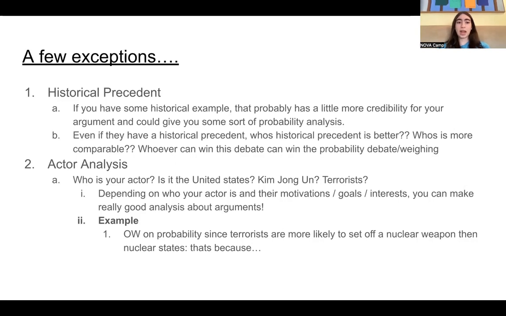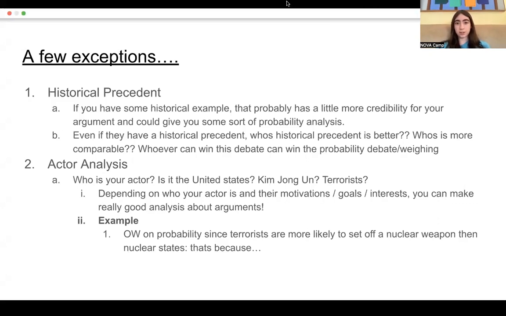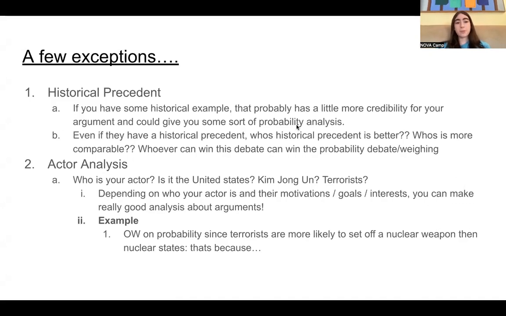On the other side, if someone else is reading historical precedent and it's between China and the US, you can give warrants as to why that's not comparable. Even if they have historical precedent, you shouldn't be comparing successes in China to potential successes in the United States, because there are so many different factors. I think that's happening a lot on this topic and something debaters have to do better. So you can use historical precedent and argue why yours is better given those types of factors.